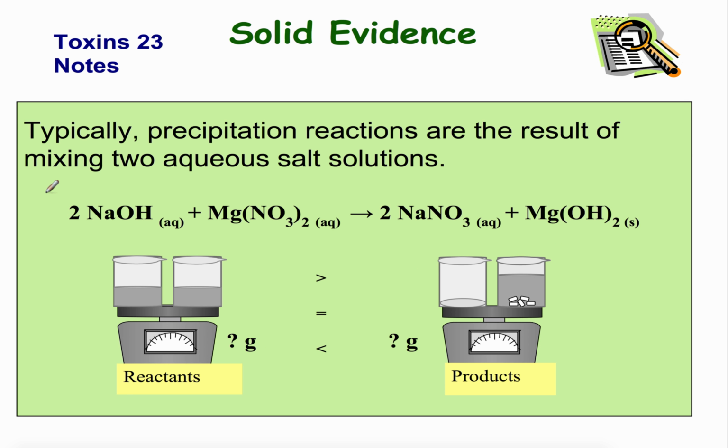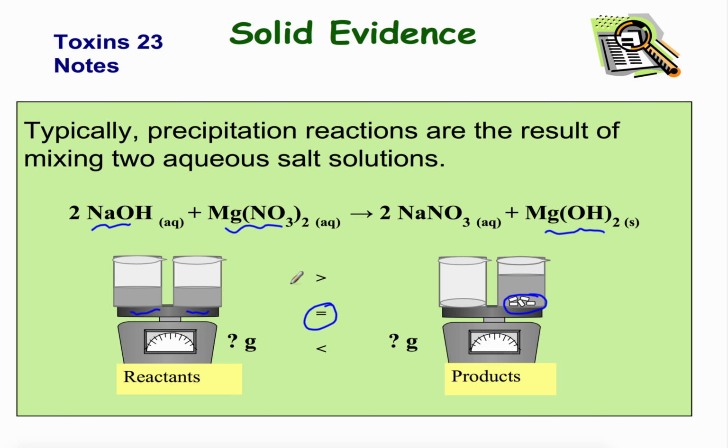Now, typically precipitation reactions result from mixing two aqueous salt solutions. Like in this case, we mixed aqueous sodium hydroxide with magnesium nitrate. Here are the reactants on the balance. And keep in mind these would be equal to each other because we're just taking this beaker and dumping it into that beaker, and we end up with some solid at the bottom. Now, the solid doesn't look like bricks or solid rocks, but it is a fine crystalline powder, and we know that has produced a solid.